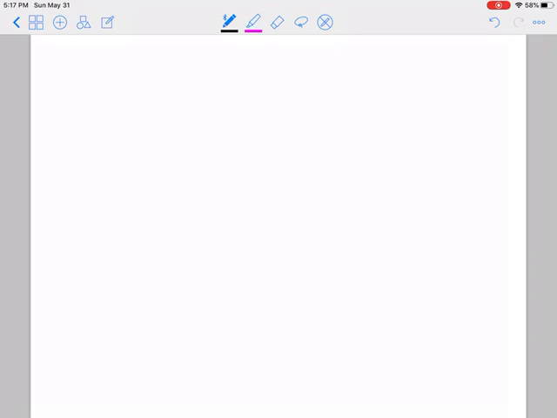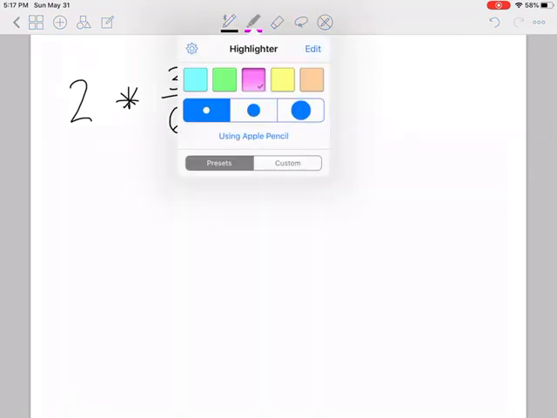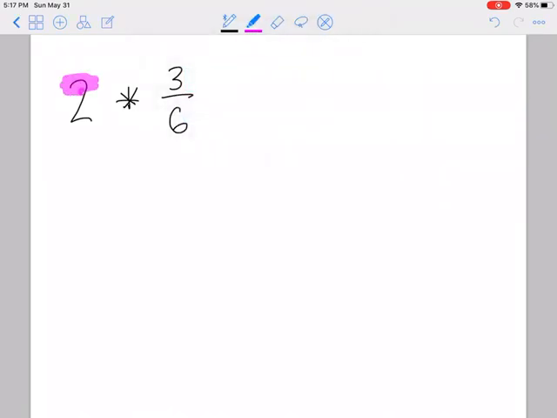Our mental math was some multiplication problems involving a fraction and a whole number. So let's get started. The first one is 2 times 3 sixths is 6. So just to review, you are going to multiply the whole number times the numerator, which would give you 6, and the denominator stays the same, so it becomes 6 sixths. And we know we can write that as 1 whole. Okay, number 2.